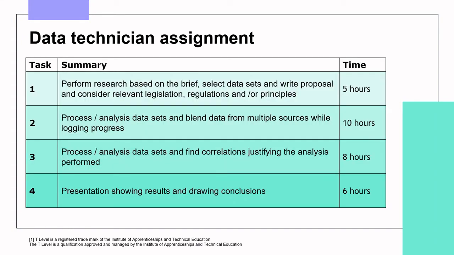For the data technician occupational specialism, part of the digital business services T level, there is one assignment which has been broken into 4 tasks, but each task can contain some subtasks, such as task 1A, task 1B, etc. For the first task, students will research and write a proposal based on the brief. For example, it could be regarding the smart home device market, maybe considering the demographic of smart home device users, how the devices are used, the forecast for these devices, etc.